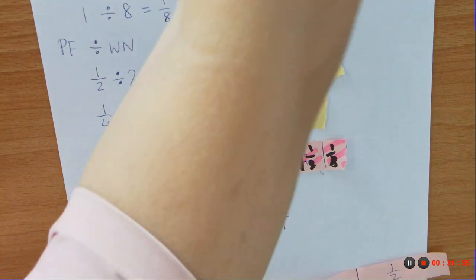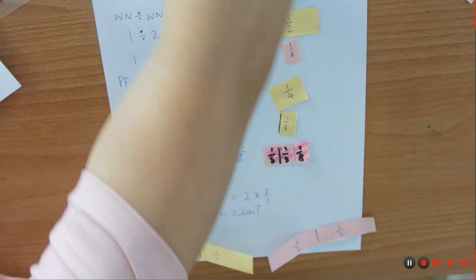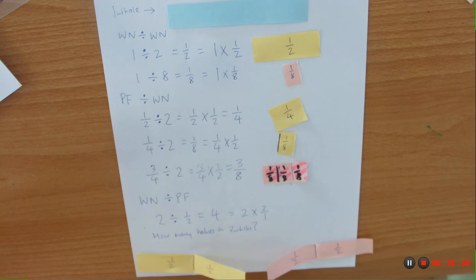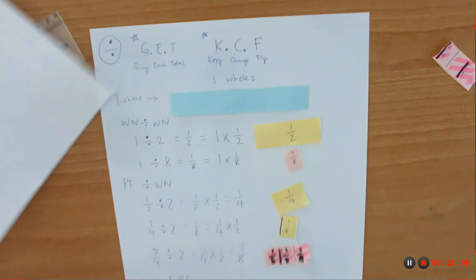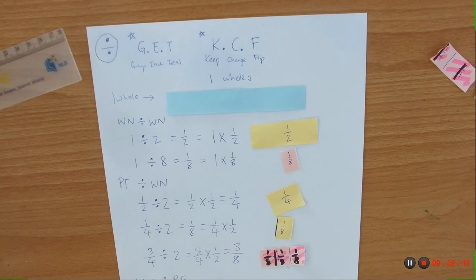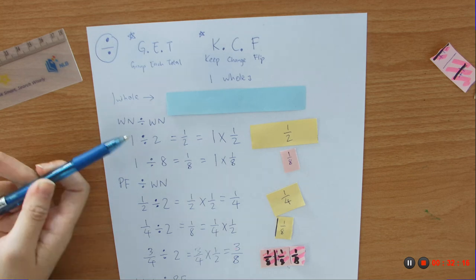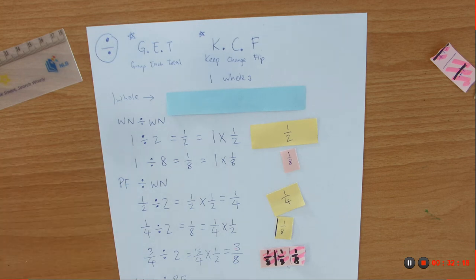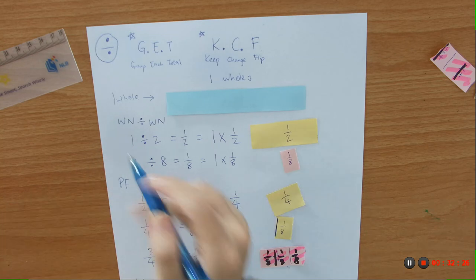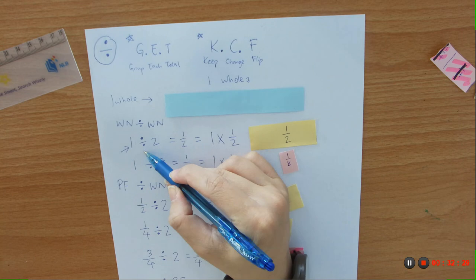1/4 divided by 2. I keep 1/4. I change the operator divide into times. Flip. 2/1 become half, 1/2. Is that okay? See, the next one. The same rule still works. 3/4 divided by 2. Keep 3/4. Flip. Change the operator divide into times. Flip 2/1 is 1/2. Can do? Can do. Now we try. Yes. Okay, very quickly, yeah?